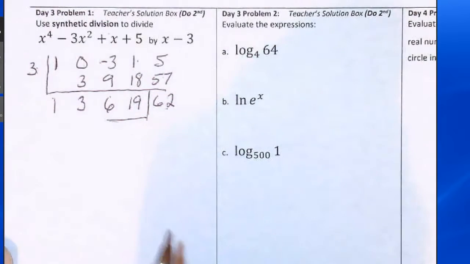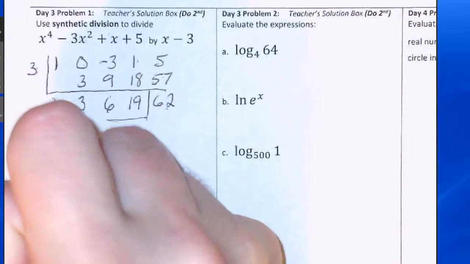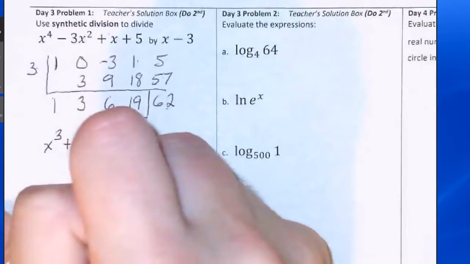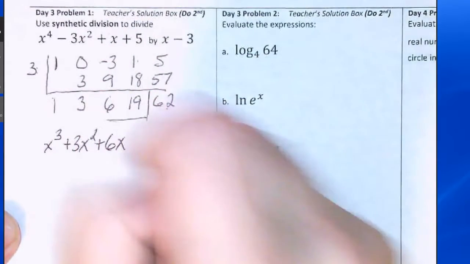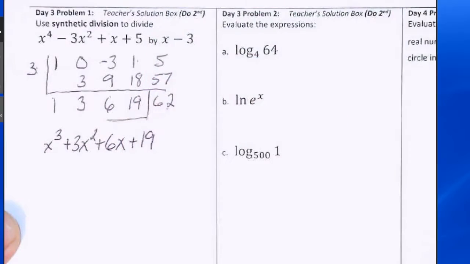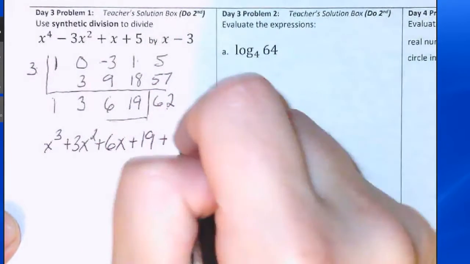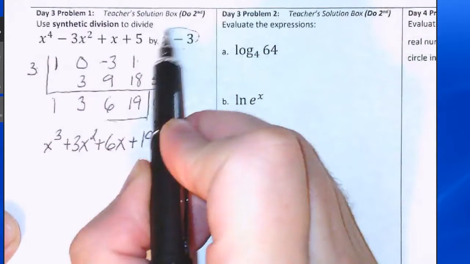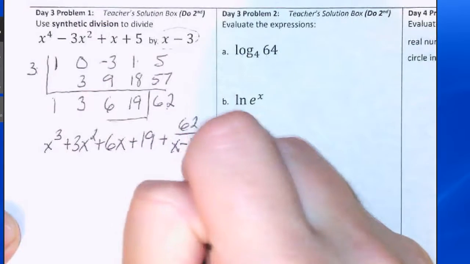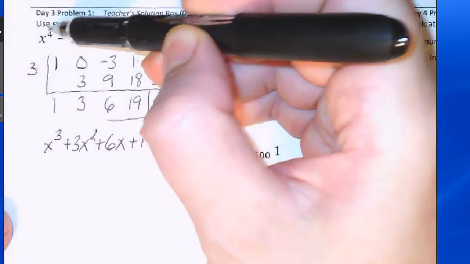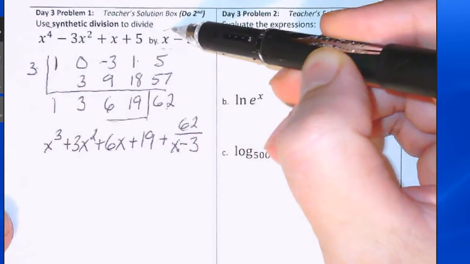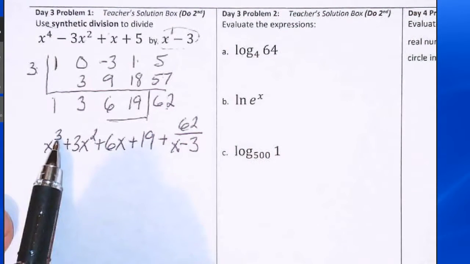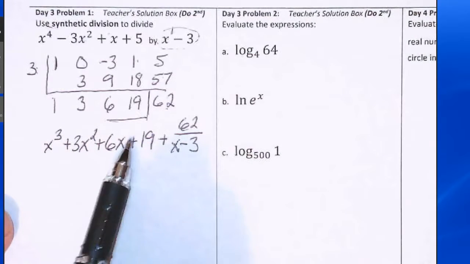So our answer is going to start 1x cubed. Then we have plus 3x squared, then plus 6x, and then plus 19. Now for the remainder. We're going to add on 62 over what we divided by, which was the x minus 3. So we started with a 4th degree polynomial, divided it by a 1st degree polynomial, and that created an answer that started with the 3rd degree and then worked its way downward.